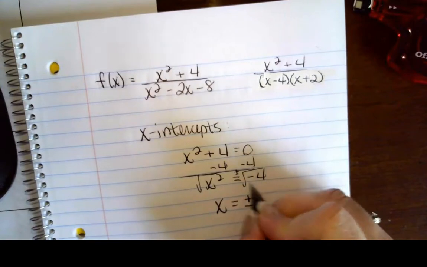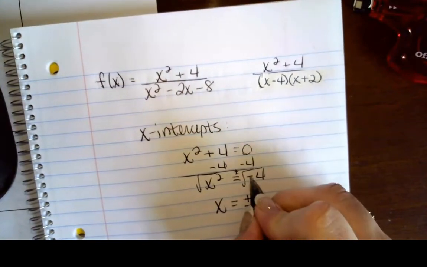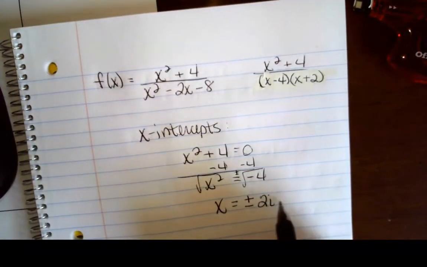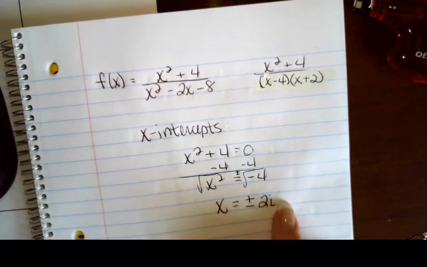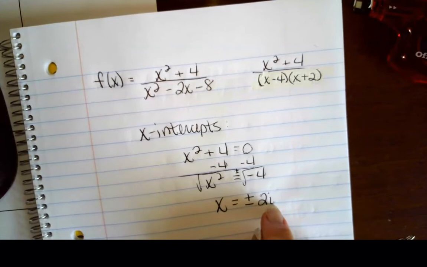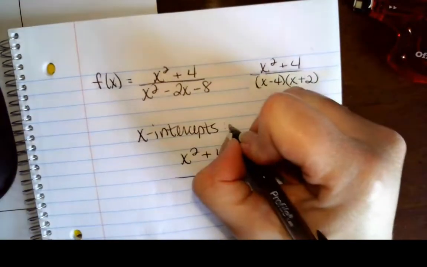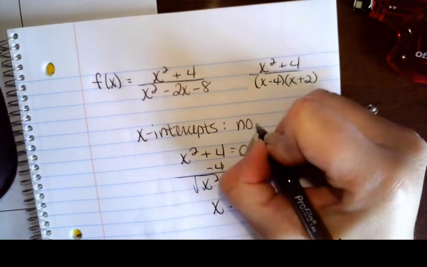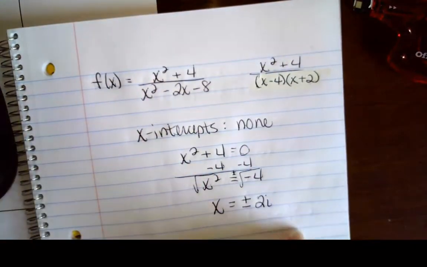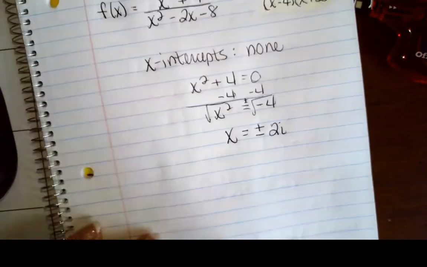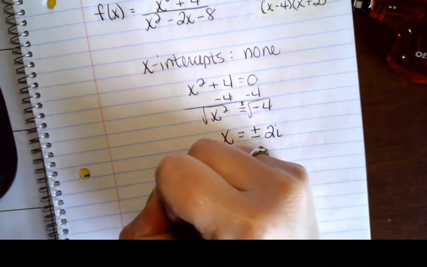Okay. The square root of 4 is 2, and I handle that square root of -1 by writing i. So my solutions are imaginary. I cannot plot that on a coordinate plane. So for x-intercepts, I don't have any x-intercepts because I've got imaginary solutions.